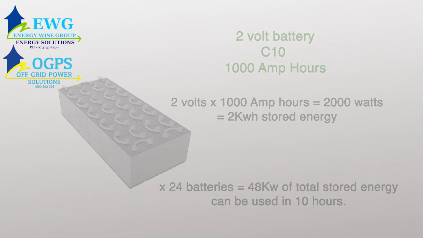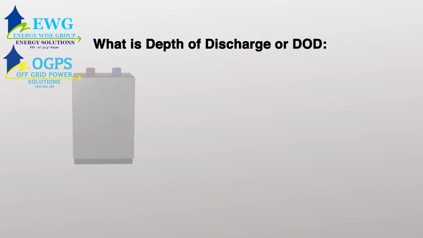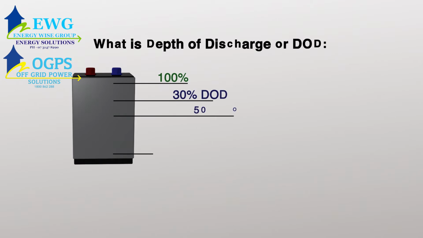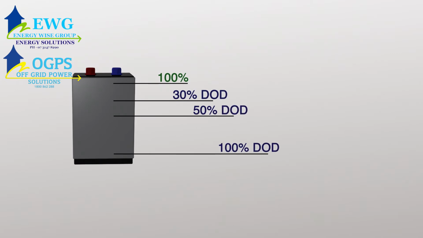What is depth of discharge or DOD? The depth of discharge, or DOD, of a battery is the percentage of energy which is allowable when calculating the life of the battery. The greater the DOD, the shorter the life of a battery. Most battery manufacturers recommend a daily DOD of 30% and no greater than 50% to get a reasonable service life for your batteries. The amount of DOD determines the cycles.